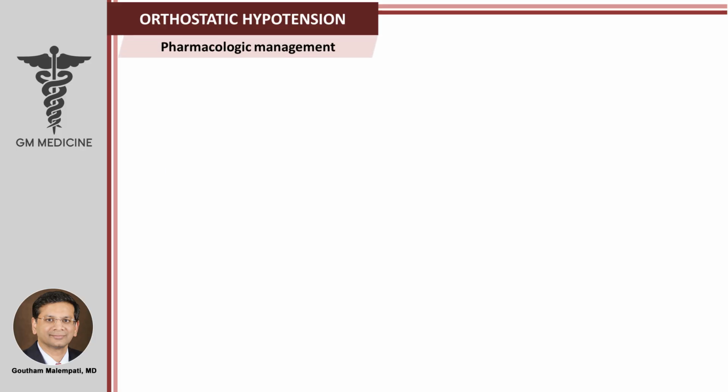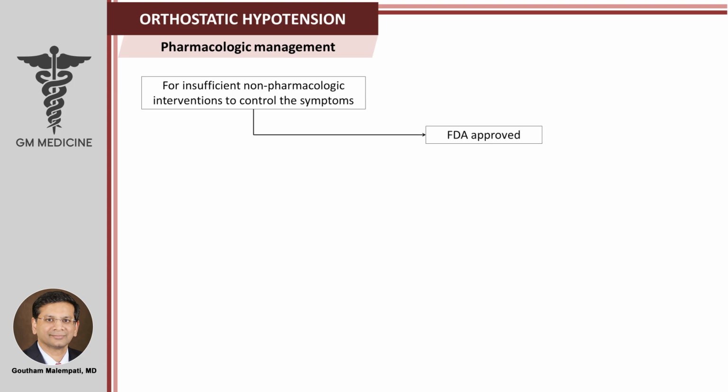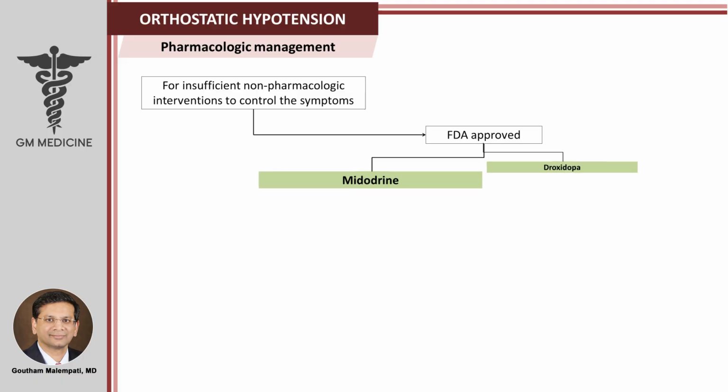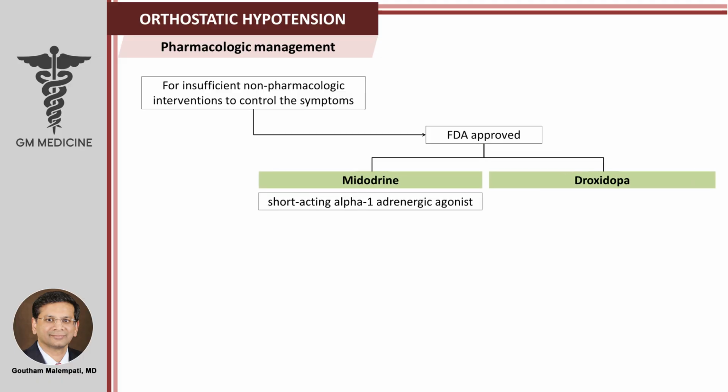Pharmacologic management of orthostatic hypotension. Medications can be used to treat orthostatic hypotension if non-pharmacologic interventions have been insufficient to control the symptoms. Two medications that have been FDA approved for the treatment of orthostatic hypotension are midodrine and droxidopa. Midodrine is a short-acting alpha-1 adrenergic agonist which increases the peripheral vascular resistance.